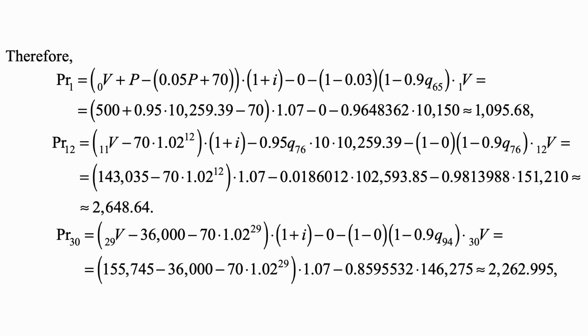For profit at time 30, well, now we're paying out the 36,000, so we need to subtract that. So reserve at time 29 minus 36,000 minus 70 times 1.02 to the 29th, accumulated with 7% interest, minus 0, minus 1 minus 0 times 1 minus 0.9 Q94 from the standard ultimate life table times reserve at time 30. That's all now given. We plug them in, and we get 2,262.995.